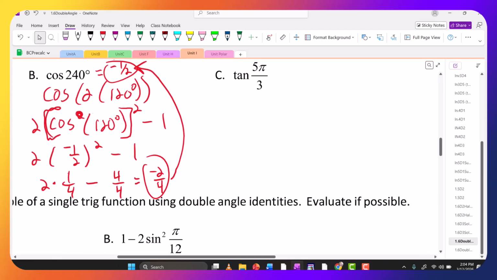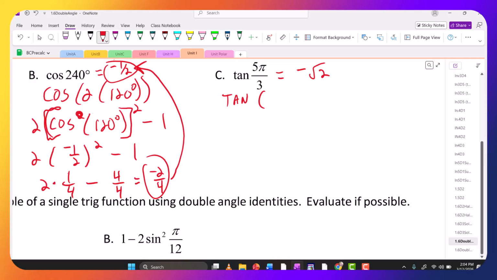All right, and then, oh boy. First of all, what's the tan of π over 3? Is it √3 or is it √3/3? Which one is it? It's √3. Tan of π over 3 is √3. It rolls right off the tongue. All right? And then what's tan in quadrant 4? Negative.